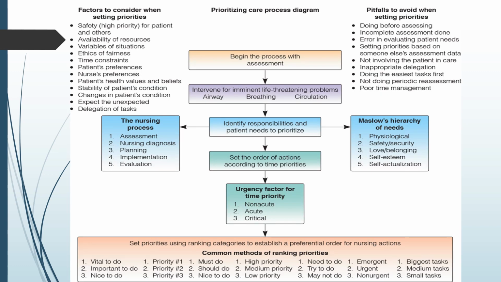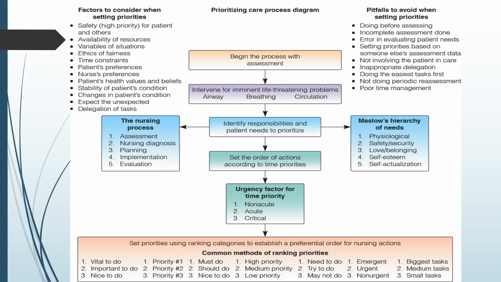Okay, this is another table. It comes straight from your book. I think it's module 36 under prioritizing care. It's like a prioritization grid or a diagram, a tree, if you would say. Factors to consider when setting priority. We know number 1 is safety. It takes the highest priority. And then just go down the list, okay?